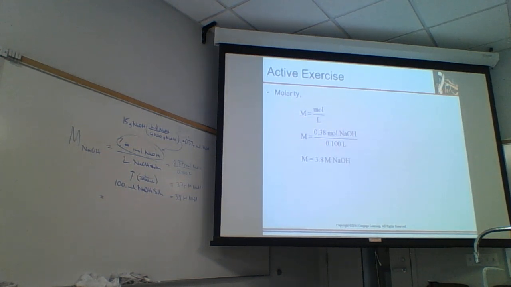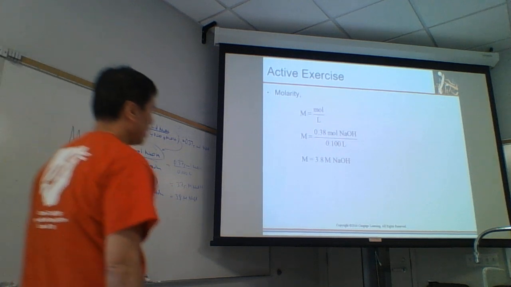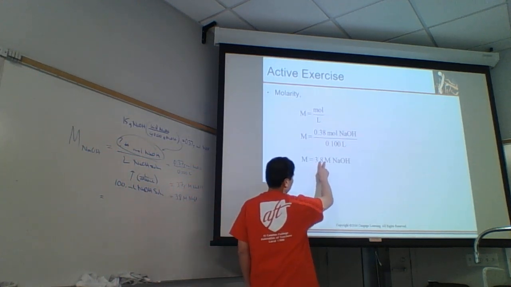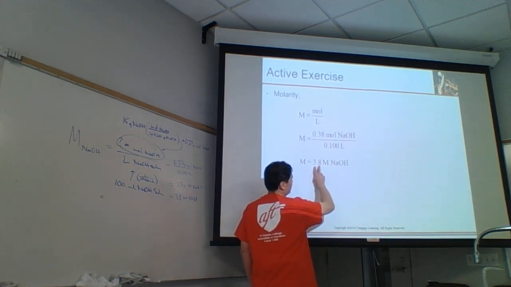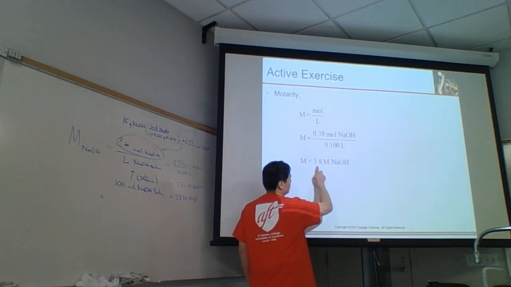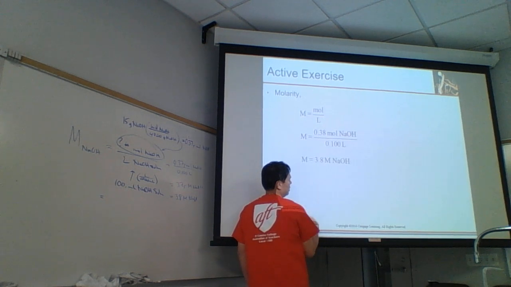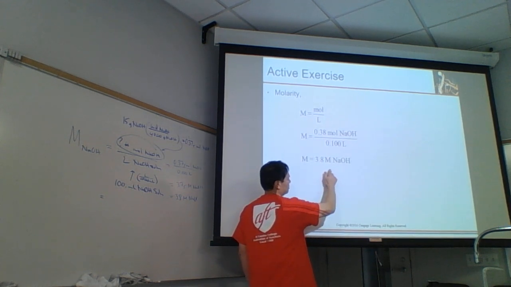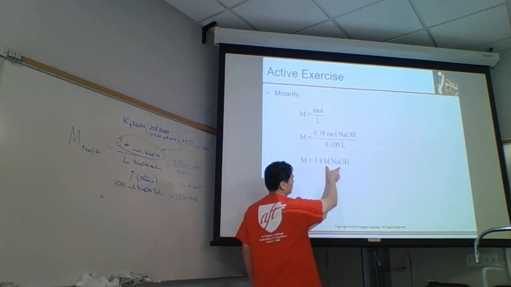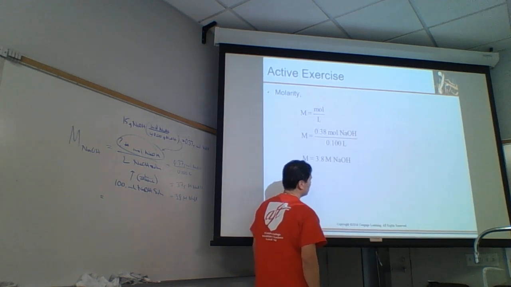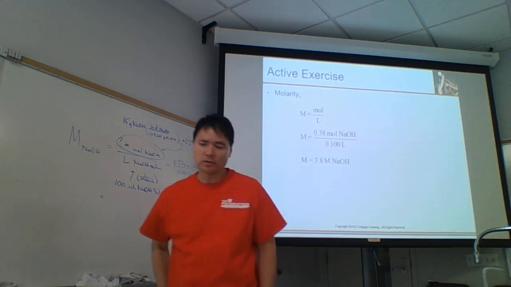Now, once we have molarity, then it's a very nice conversion factor, because this is 3.8 capital M NaOH. We call this 3.8 molar sodium hydroxide, which means 3.8 moles of pure sodium hydroxide per liter of sodium hydroxide solution. So if we know how many liters of sodium hydroxide solution we use, we know exactly how many moles of pure sodium hydroxide we use.